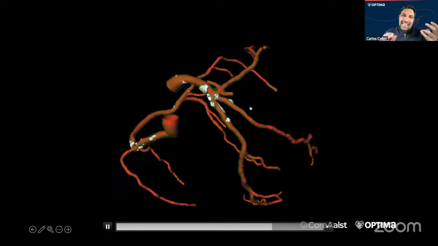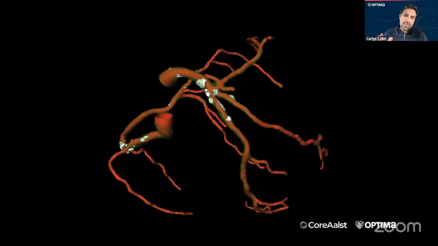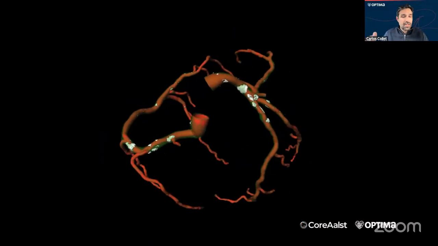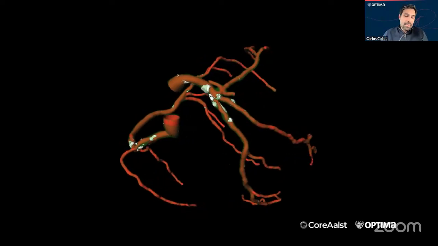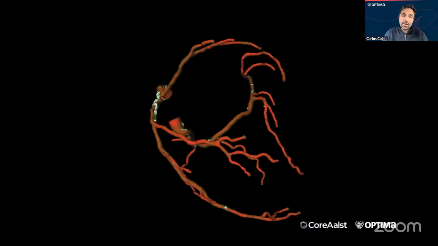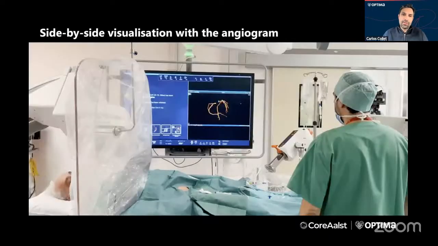So this is an unprecedented assessment. And I think that it is extremely intuitive. You don't need to be an expert in CT to understand what you're looking at. And I believe that any interventional cardiologist without any training in CT will quickly understand what the characteristics of this particular disease are.